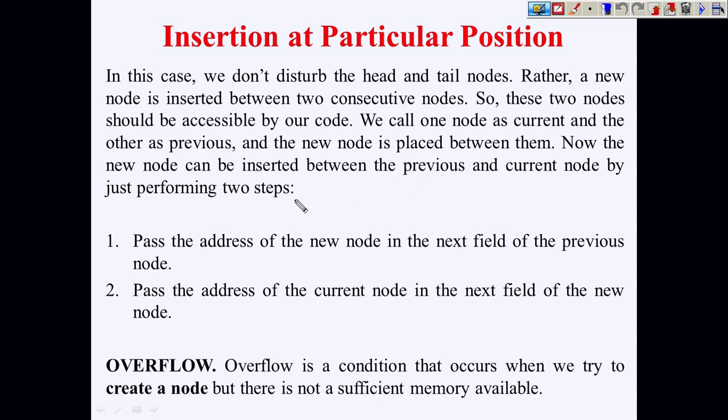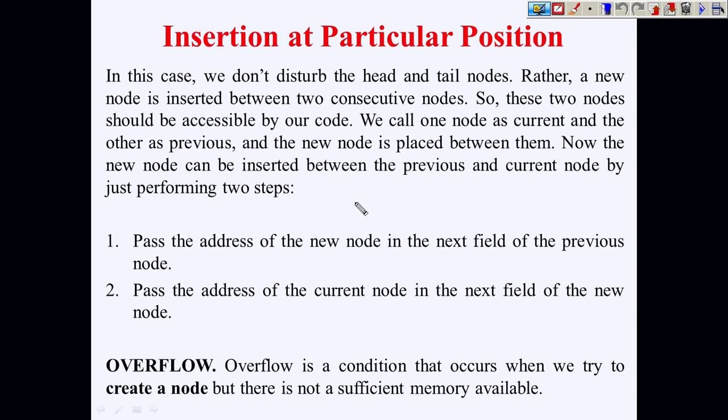So what we are going to do is, here we will take two temporary pointers. One is called current, the other is called previous. In other words, the current will always refer to the node on which we have a hold at any point of time.